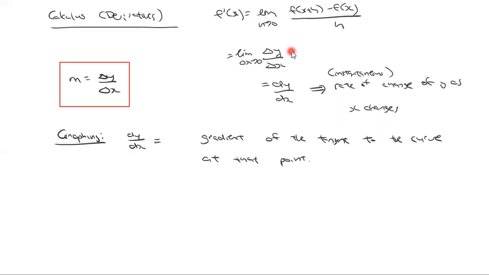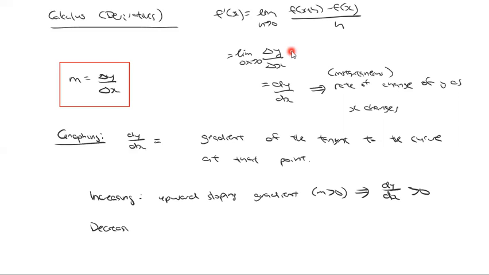Now, we've also defined some terms. We've defined the term increasing, which is basically when you've got an upward sloping gradient. In other words, m is positive, and therefore, in the context of our curves, that means the derivative is positive. We also have the term decreasing, which is when you've got a downward sloping gradient. And if you've got a downward sloping gradient, that means your gradient is negative, which in the context of what the first derivative means, it means your first derivative is negative.